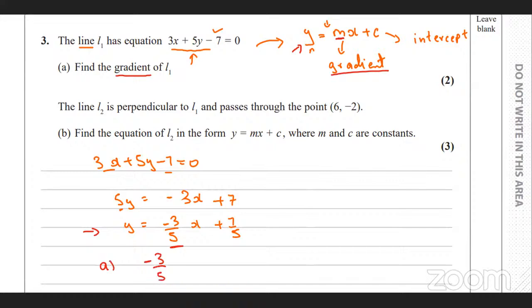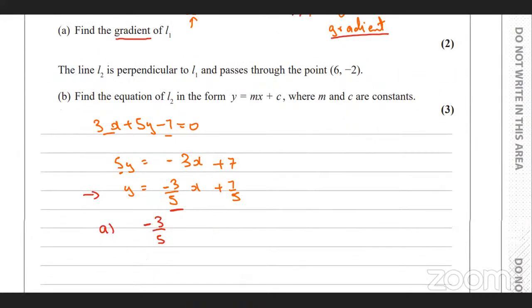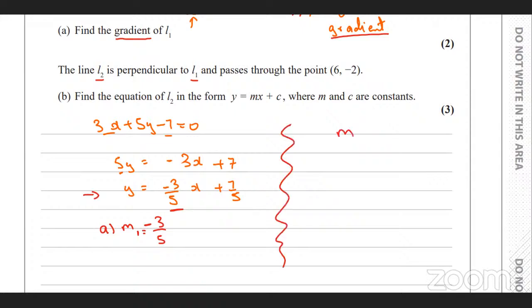Let's talk about the second part. The line L2 is perpendicular to L1. Stop here. Line L2 is perpendicular to L1. If this is the slope of L1, if this is the gradient of L1, we have a rule: if we have two lines, let's say L1 and L2, which are perpendicular to each other, the product of their slopes is -1. I need to find M2 of the perpendicular line.